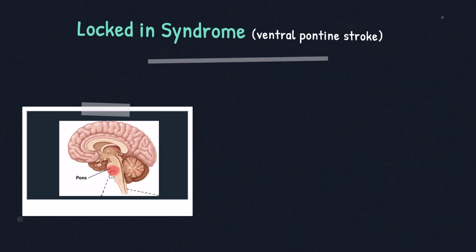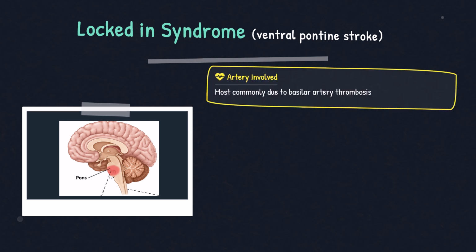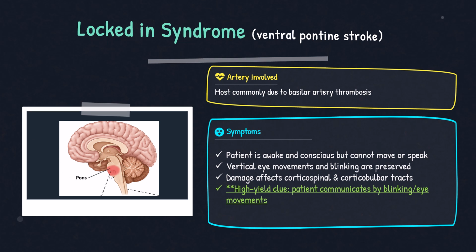Now for one of the most devastating stroke syndromes, locked-in syndrome. Locked-in syndrome is a ventral pontine stroke, and it is most commonly caused by a basilar artery thrombosis. Now these patients are fully conscious. They can hear you, they can understand everything, but they cannot move or speak.